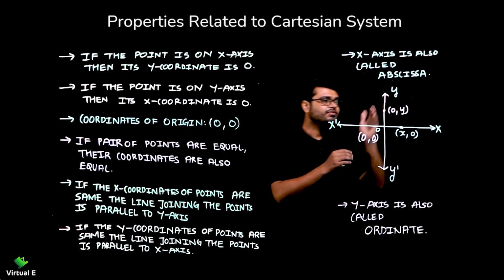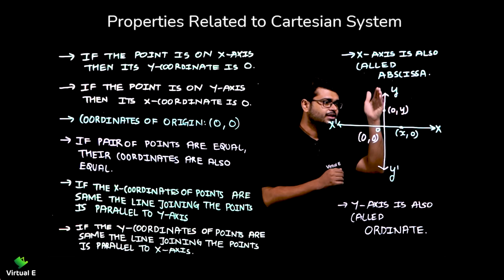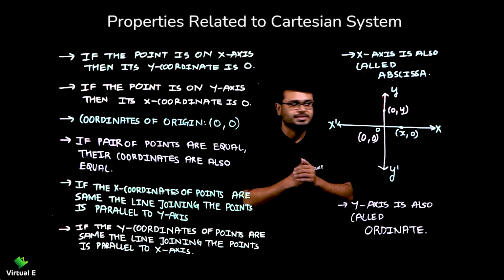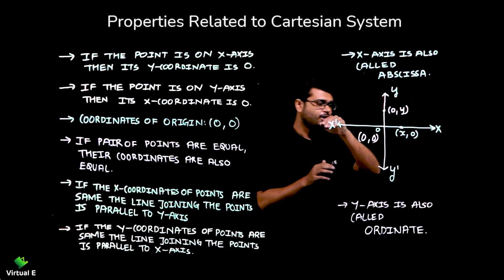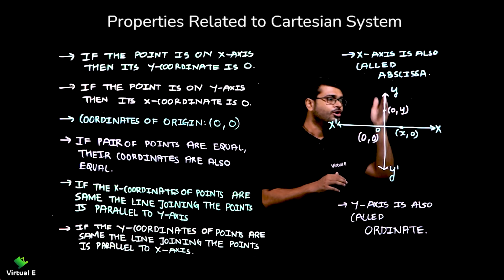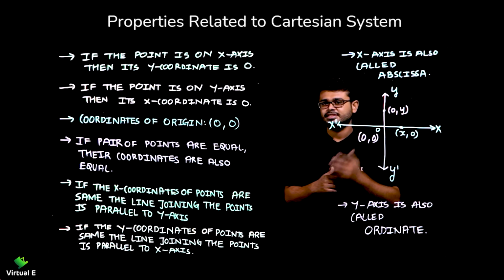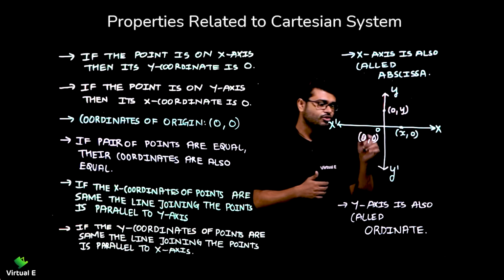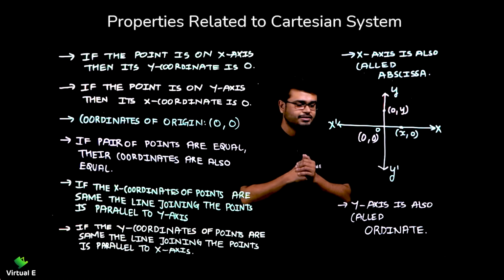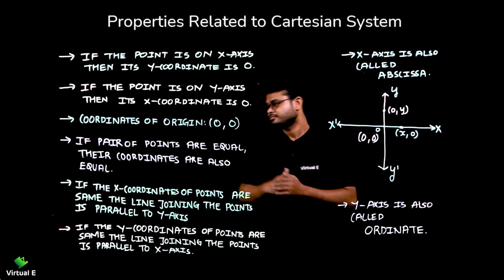Reverse of it, if the point is on the y-axis, then its x-coordinate will be 0. Very simple. On the x-axis, y is 0; on the y-axis, x is 0. Coordinates of the origin, that is (0, 0), we already learned that. Both of them are 0.